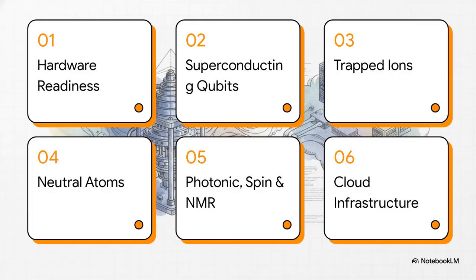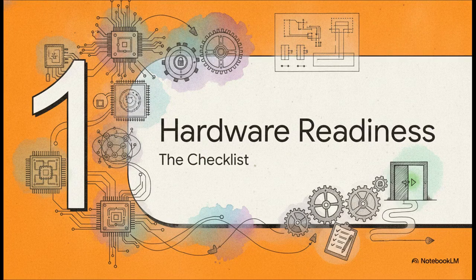Our roadmap for this segment covers the hardware readiness checklist, superconducting qubits and routing, trapped ions and connectivity, neutral atoms and analog, diverse platforms like photonic, spin, and NMR, and we'll wrap up with cloud-native quantum infrastructure. All right, let's jump straight into Section 1, the hardware readiness checklist. Because before a single line of code can run, the physical system has to clear some major hurdles.